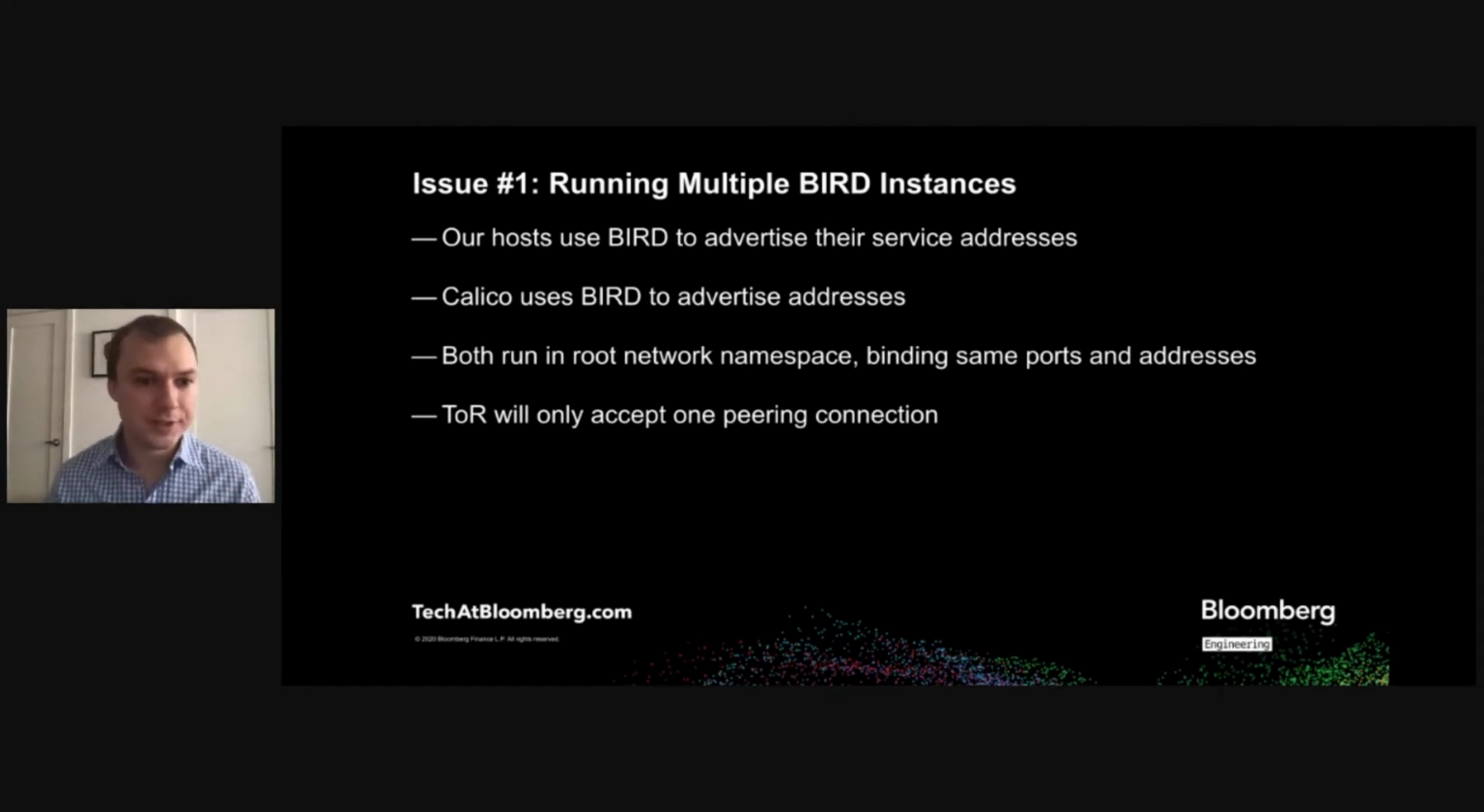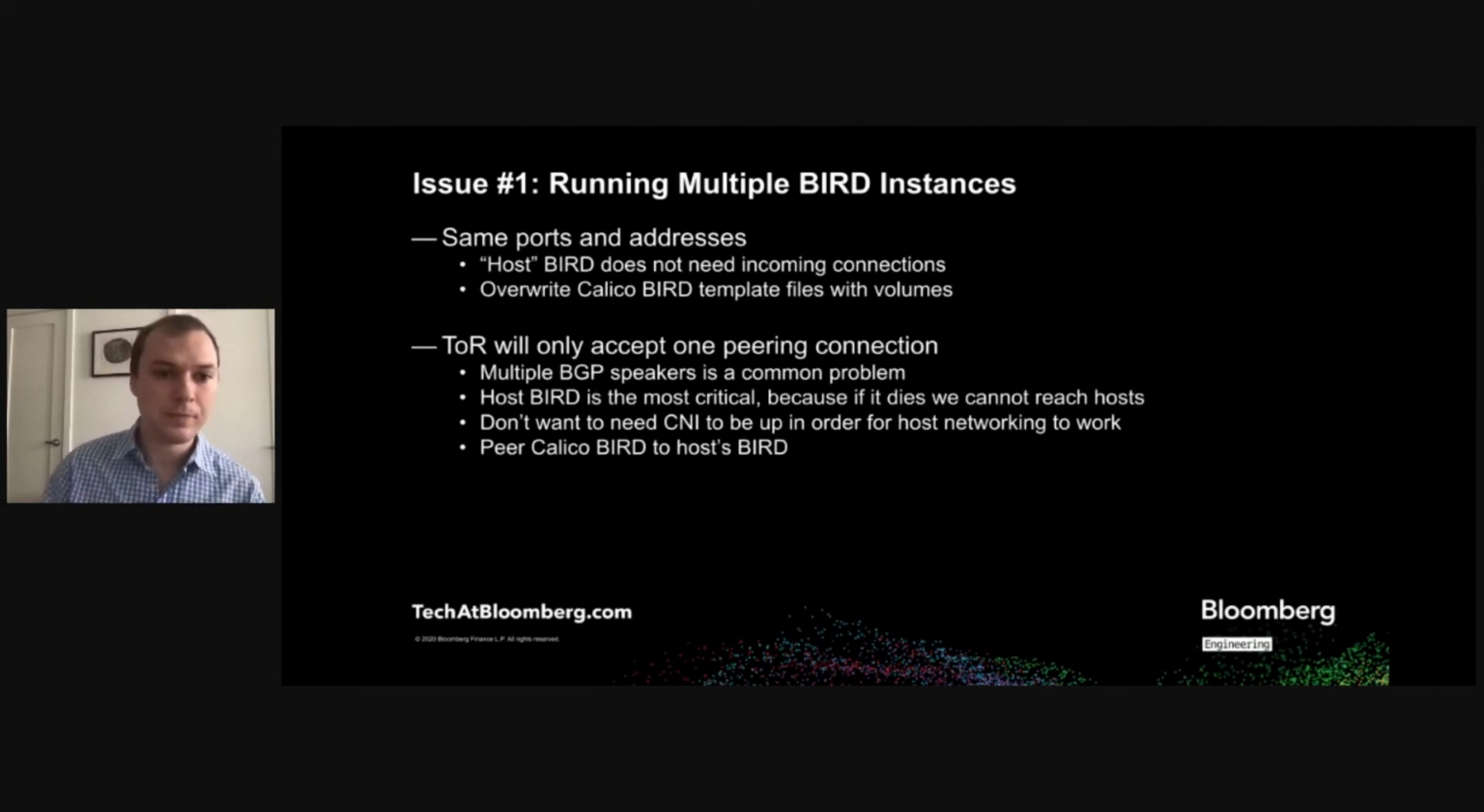So what's the first major issue that we run into? I mentioned before that our hosts are advertising their service addresses, their real addresses, using BGP. And they're running Bird, which is a routing daemon, to do so. It's a process that runs and speaks BGP to the switches. Calico also makes use of Bird, which turns out to be kind of hard to deal with. They both are running in the root network namespace. They're both binding the same ports and addresses. And also, because of the BGP spec, the top rack switch is only going to accept one peering connection from our host. So how do we deal with this?